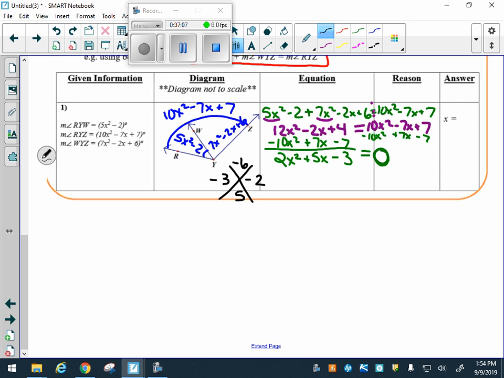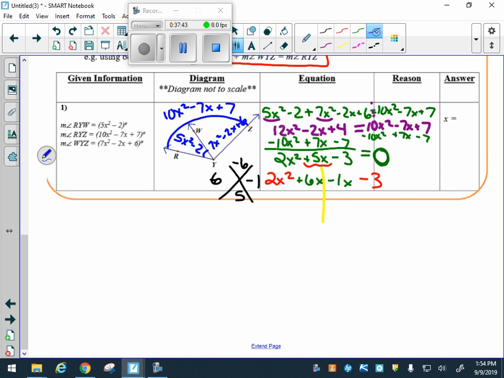If I add those, I'm going to get a negative 5. No, negative 6 and 1. Positive 6 and negative 1. If I add those, I'll get a positive 5. If I multiply them, I'll get a negative 6. That's good. So now we're going to keep the first term, keep the last term, and split that middle term into a positive 6x minus 1x.